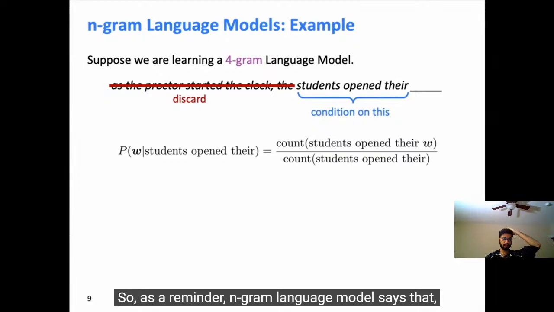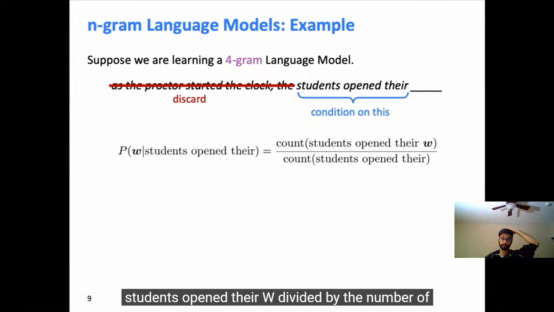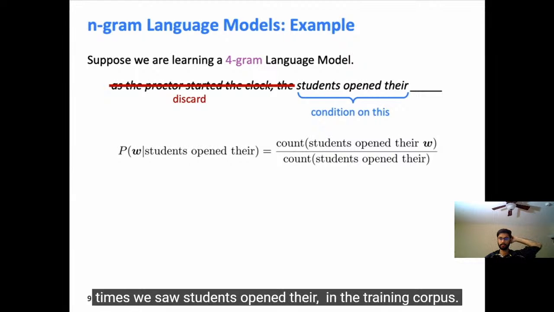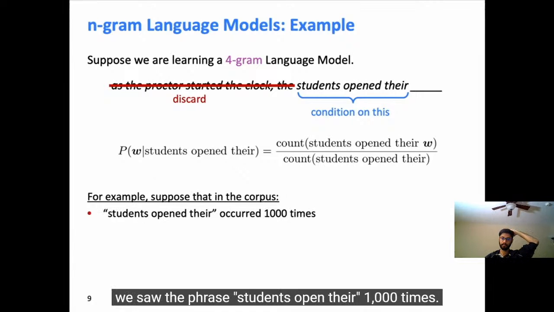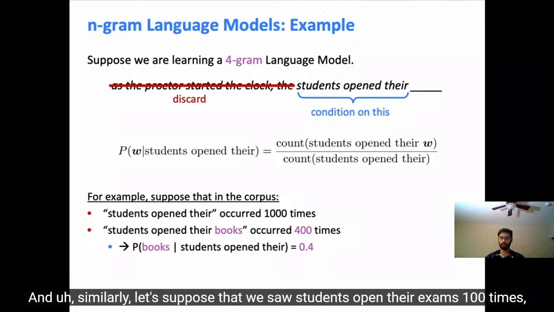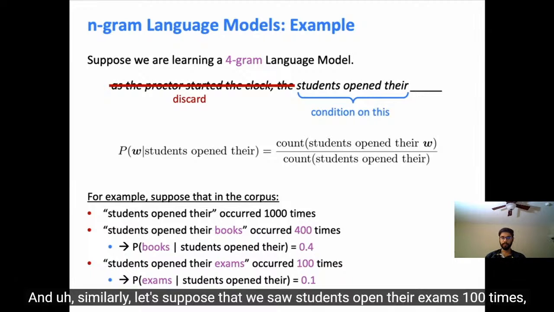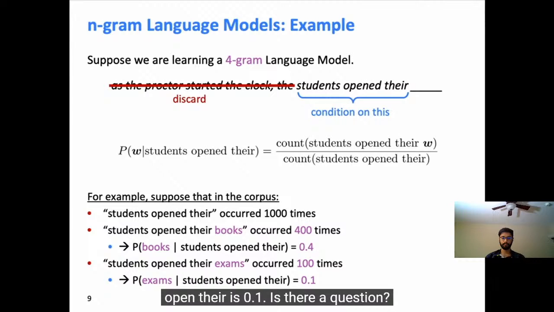As a reminder, our n-gram language model says that the probability of the next word being some particular word w in the vocabulary is equal to the number of times we saw "students opened their w" divided by the number of times we saw "students opened their" in the training corpus. So let's suppose that in our training corpus, we saw the phrase "students opened their" 1,000 times. And suppose that we saw "students opened their books" 400 times. This means that the probability of the next word being "books" is 0.4. And similarly, let's suppose that we saw "students opened their exams" 100 times. This means that the probability of "exams" given "students opened their" is 0.1. Is there a question?